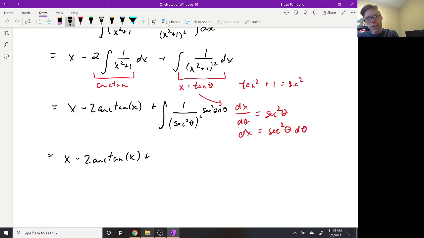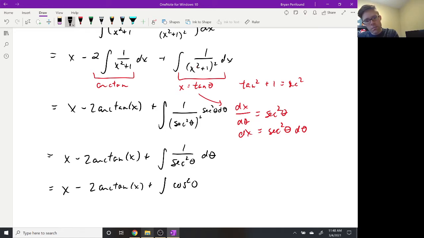Okay, so in the denominator we have secant to the fourth. In the numerator we have secant squared. So this really just becomes 1 over secant squared d theta. Or, we don't really want to use secant in the denominator if we can help it, so we're going to replace that with cosine squared.